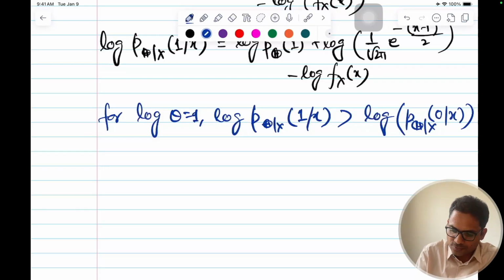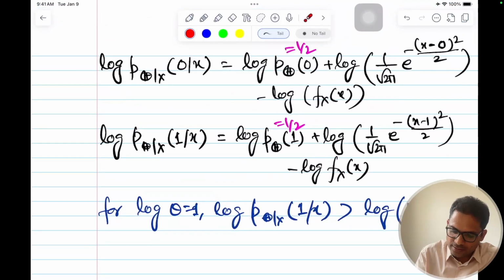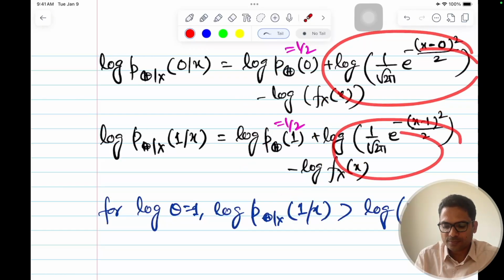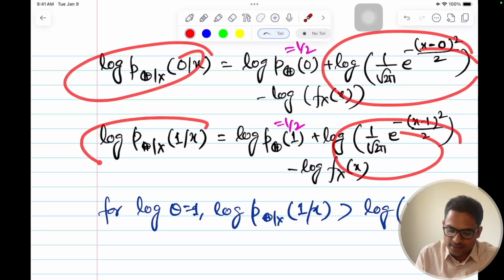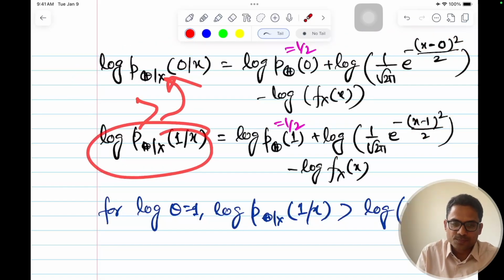Okay, let's continue. So what will be this value? This will be equal to this second term. Here, this is common, I'll cancel this out. This is common in both, this is also common. So the only thing that compares is this value, log of the Gaussian part. We'll compare this, and I'm assuming that this value is greater than this value.